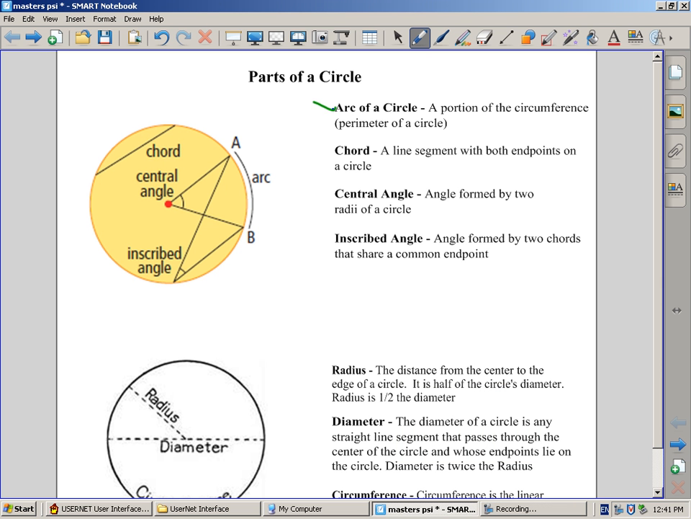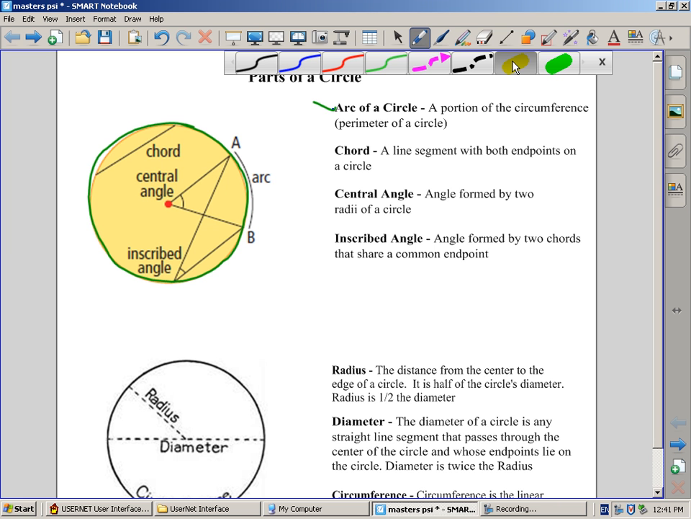And the circumference, of course, is the perimeter of the circle, or the distance around. So if we think about the circumference, it's as if we were to measure the distance around this circle. Now, the arc is a portion of that circumference, and in this case there's an example of an arc right there. A chord, on the other hand, is a line segment with both endpoints on a circle.